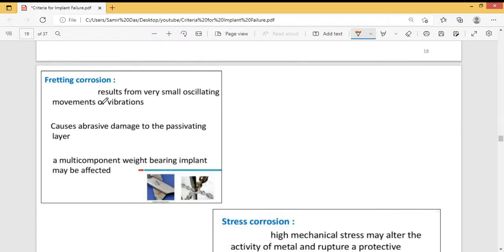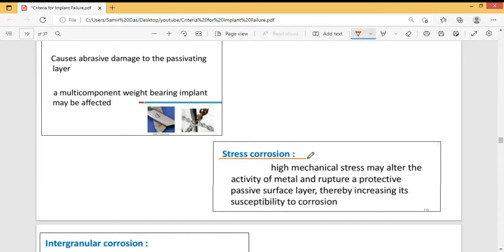In case of fretting corrosion, results may vary; very small oscillation, movement and vibration cause abrasive damage to the layer. In case of oscillating motion, we use oscillating movement or vibration to check the fretting corrosion, because I have mentioned that the time cycle matters a lot in fretting testing. So we have to check that fretting corrosion part.